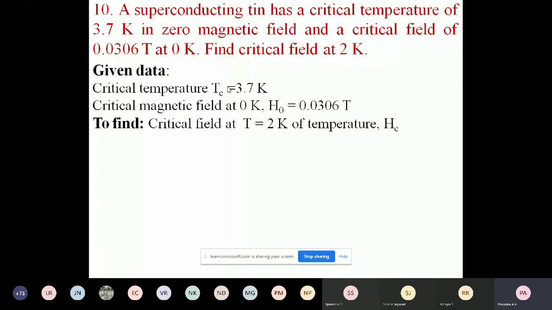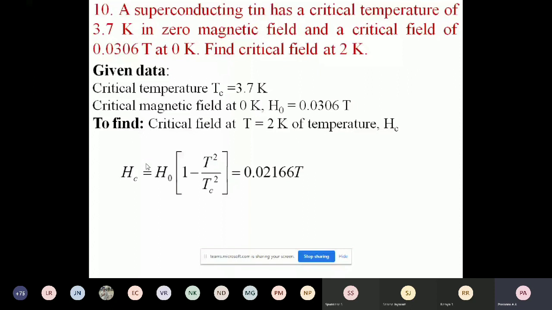and critical magnetic field at 0 degree Kelvin. What is critical magnetic field? It is the magnetic field required for a superconductor to become a normal conductor in presence of that magnetic field. So critical magnetic field at 2 degree Kelvin of temperature is to be calculated, that is Hc.